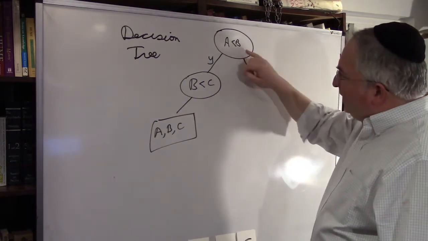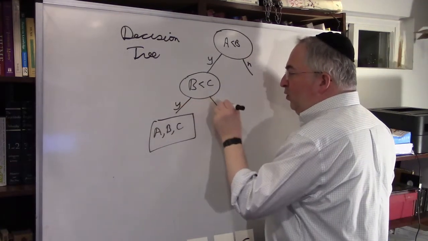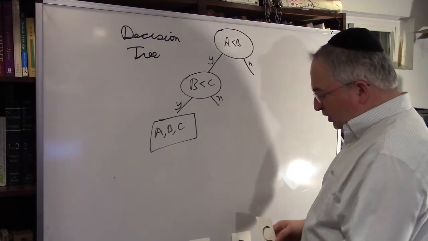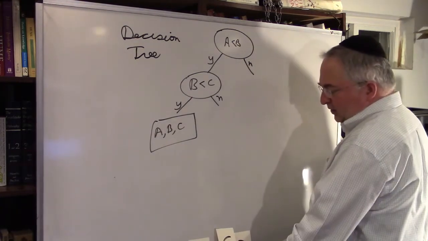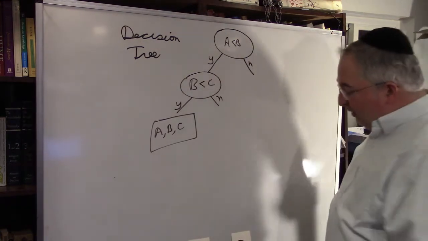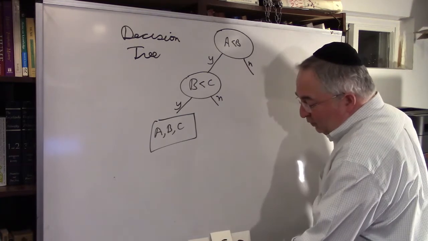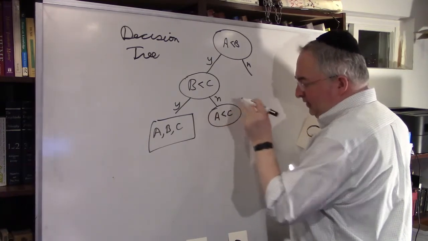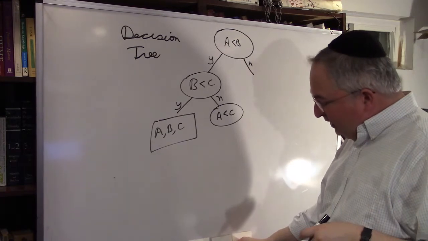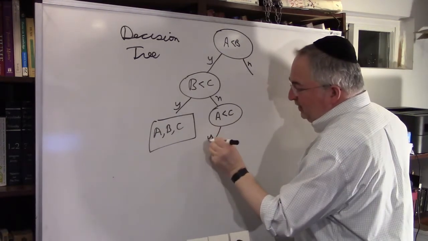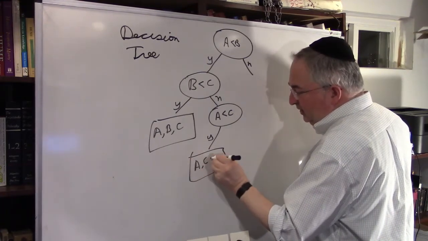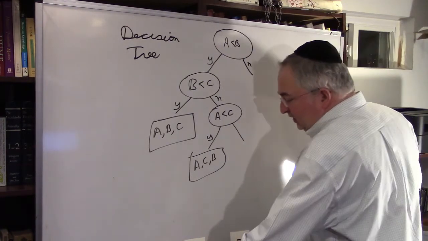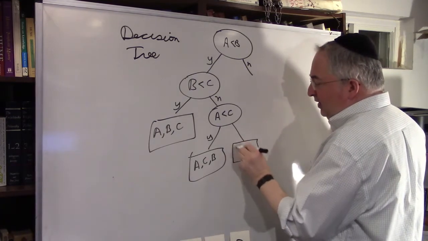But let's say you know A is less than B, but the answer here was no: B is not less than C. So now you have to ask another question. You know A is less than B, that's why you're here. Now you asked, is B less than C, and got a no answer. So now you have to worry whether it's ACB or CAB. You might as well ask: is A less than C? If A is less than C, then your answer is A, C, B. If the answer is no, A is not less than C, then your answer is C, A, B.